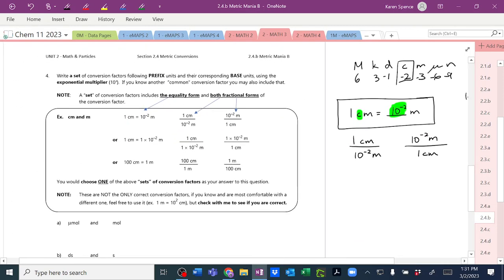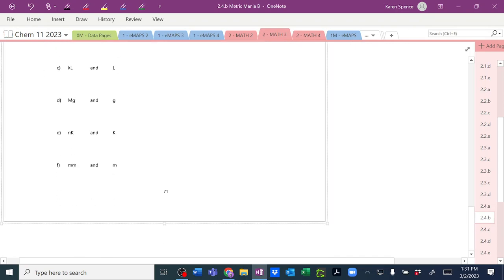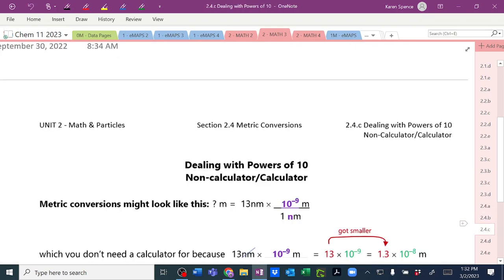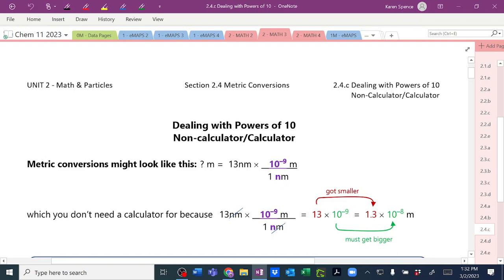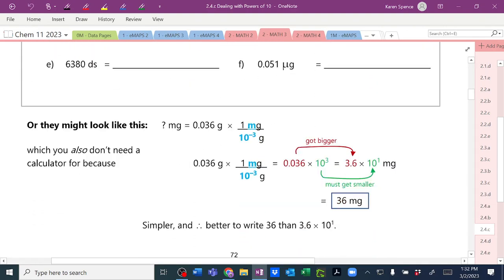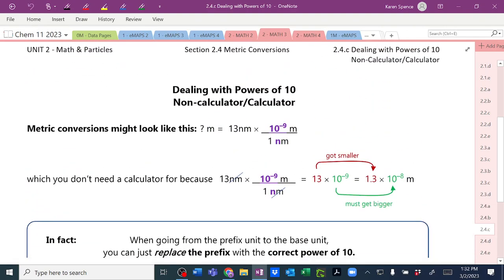All right, and I'm going to let you do that on your own at home, because we're going to go on to 2.4c, and we're going to deal with this without a calculator. So we're going to start without a calculator. This is on page 72.